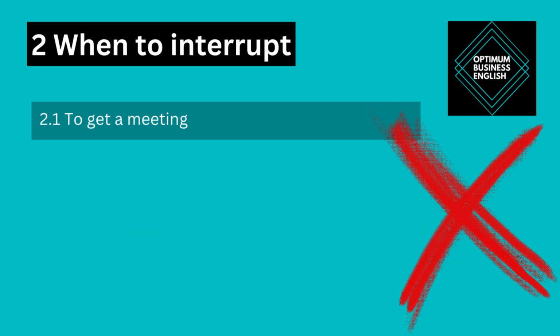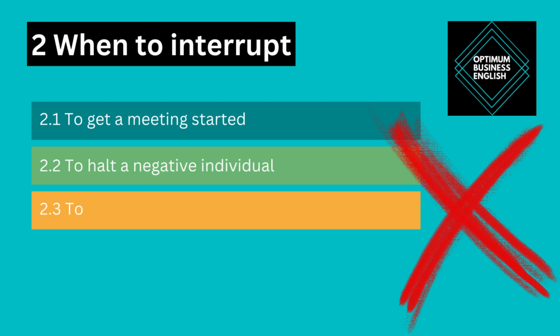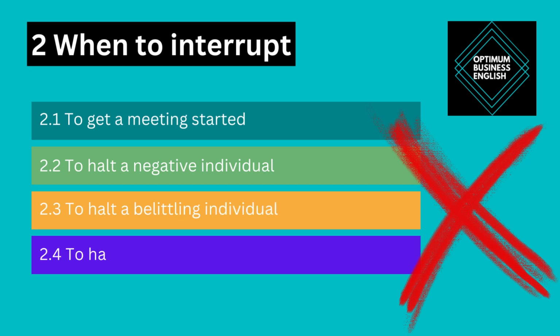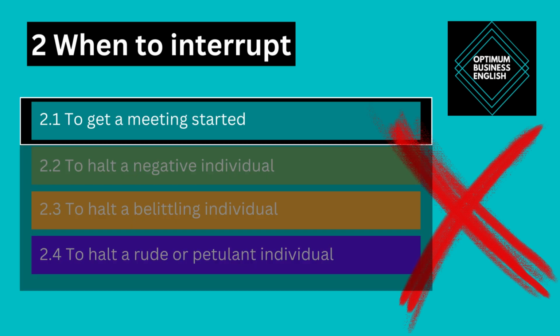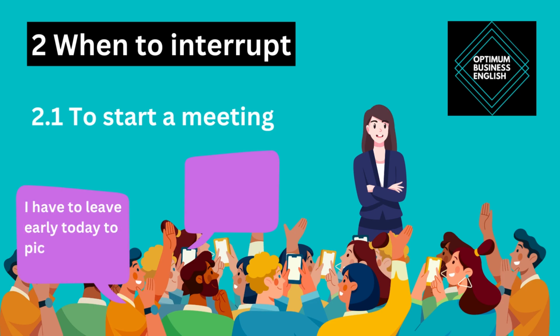The first is in order to get a meeting started. And the second is when an individual is being negative. The third is if an individual is belittling another. And the last is if a person is being rude or petulant. In this video, we will focus on the first reason, which is when you need to start a meeting and everyone is still talking after having taken their seats, saying unrelated things such as, "I have to leave early today to pick up my kids," and "Have you had lunch yet?"